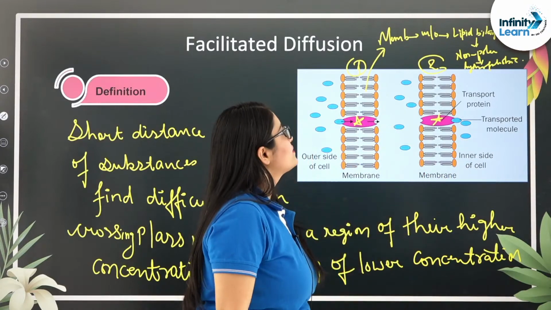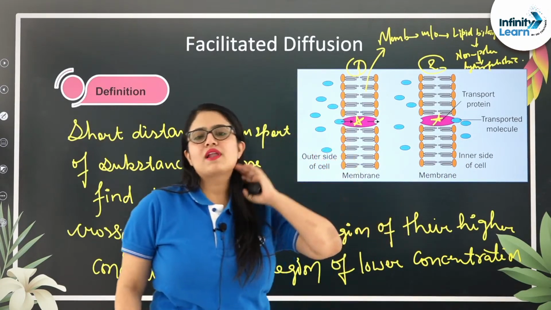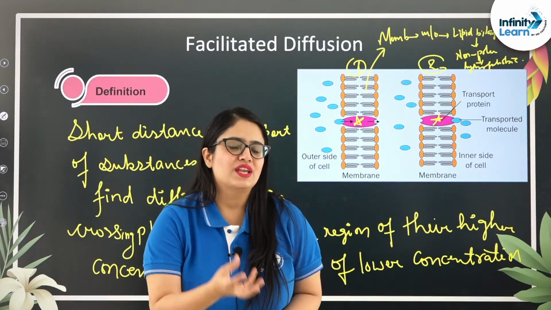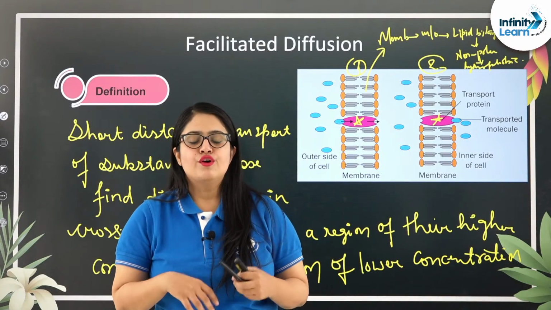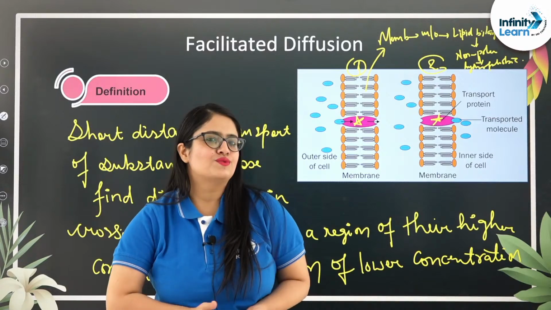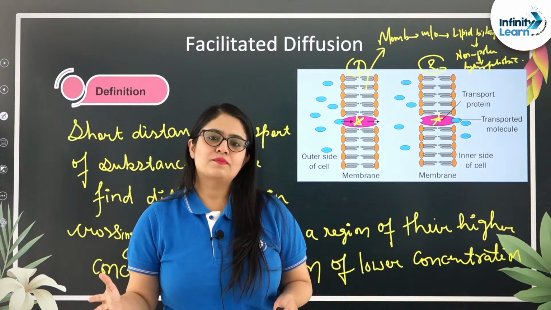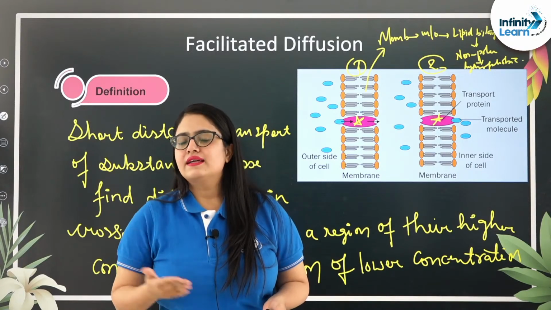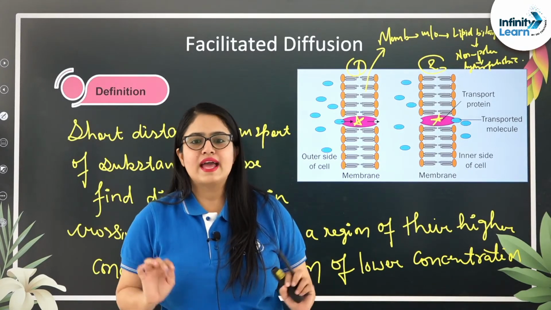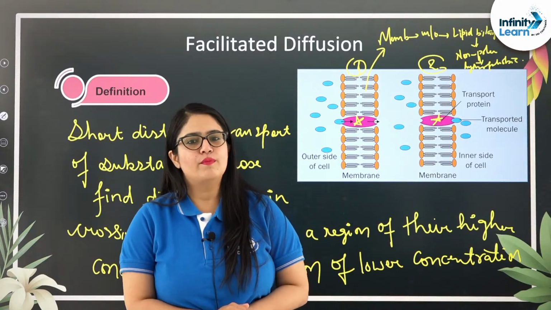So, see my kids, what is the plasma membrane? The core of the plasma membrane is made up of lipids, and lipids are non-polar molecules. They do not possess polarity, right? Forget about being charged, they do not possess polarity. And since they are non-polar, we can call them hydrophobic in nature.